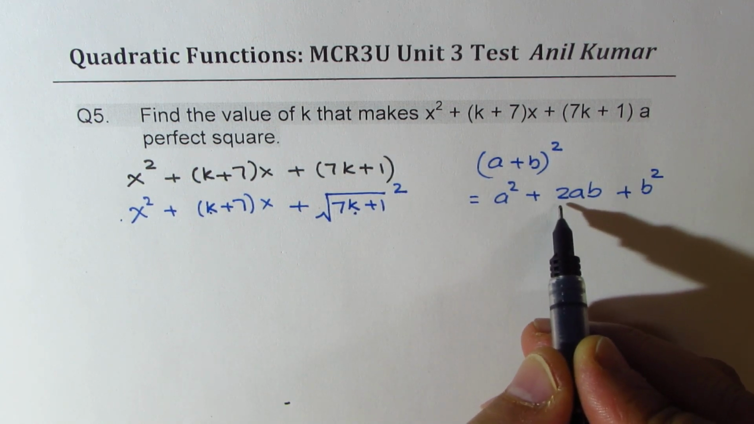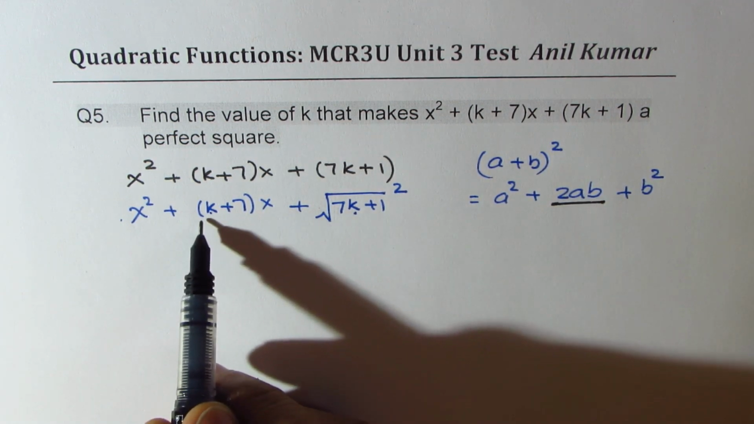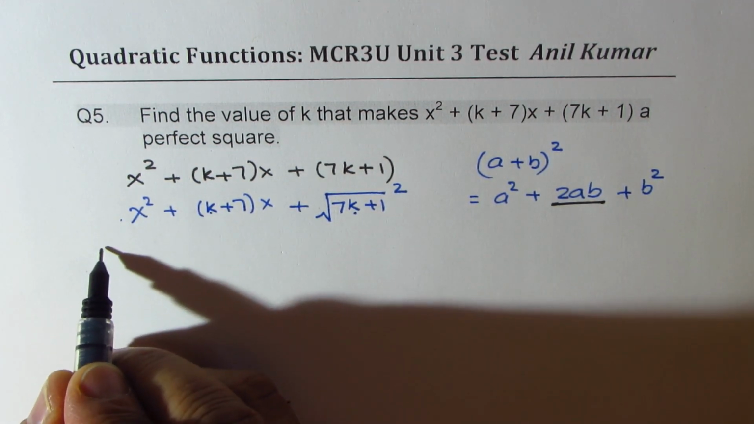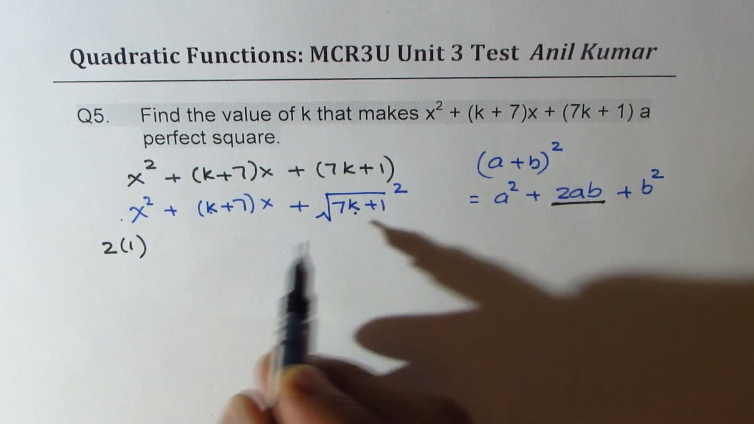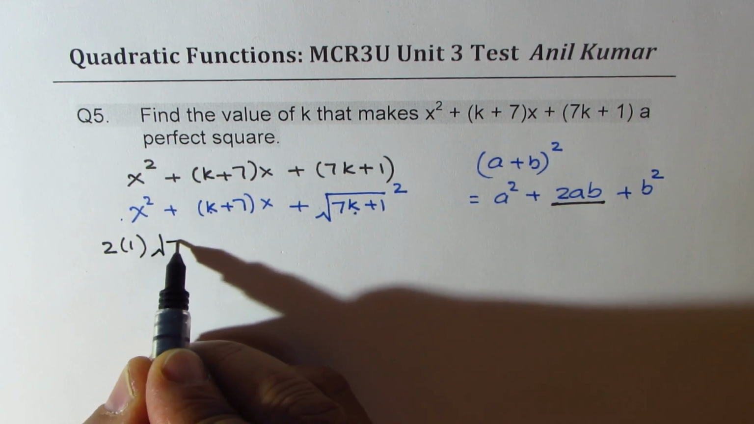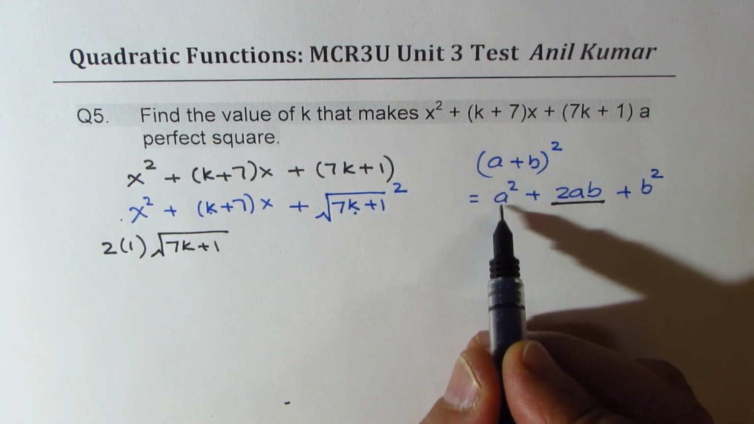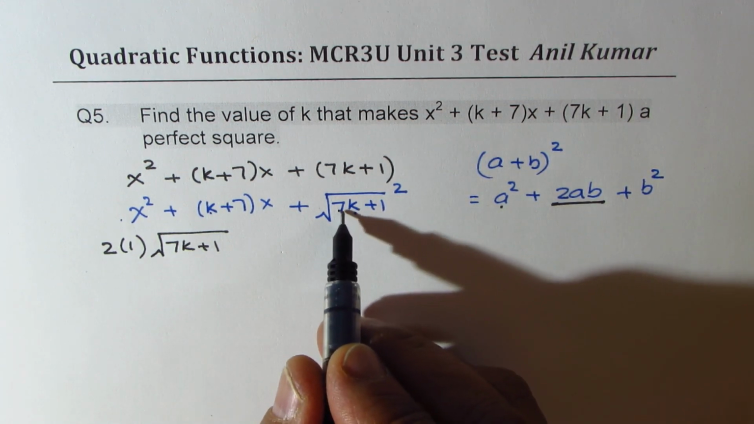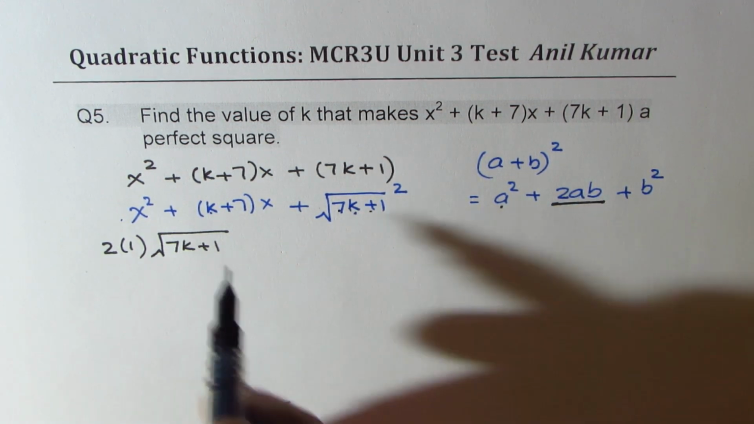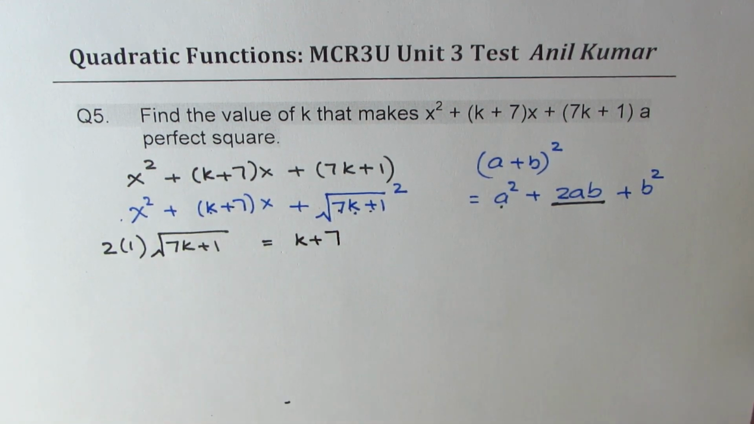So the center term for you is 2ab, which is this term, right? So twice a is 1 for us, and b is the square root of 7k plus 1, right? So twice ab, where a is 1 square, we are trying to say that b is the square root of 7k plus 1. Twice ab is the coefficient of x, which is k plus 7. So that gives you the condition for a perfect square.